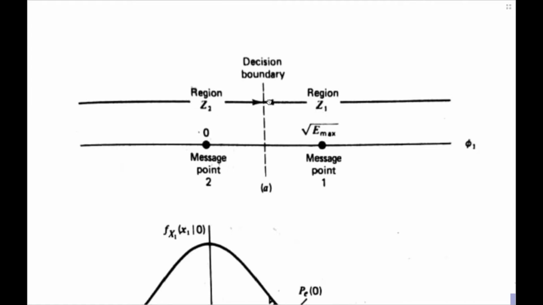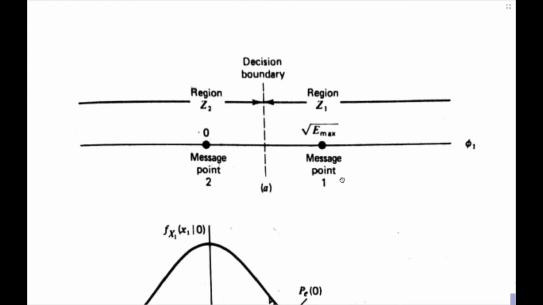The decision rule is now simply to guess symbol 1 or S1 of t was transmitted if the received signal point falls in region Z1. On the other hand, we will guess symbol 0 or signal S2 of t was transmitted if the received signal point falls in region Z2. That will be our decision rule. In doing so, two kinds of erroneous decisions are likely to be made by the receiver.